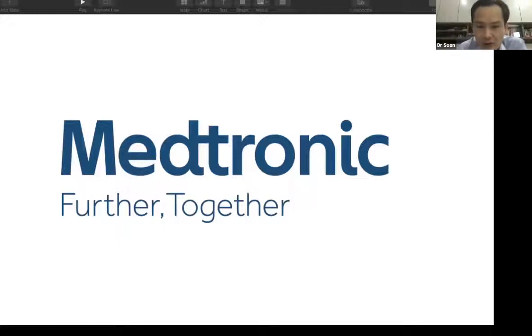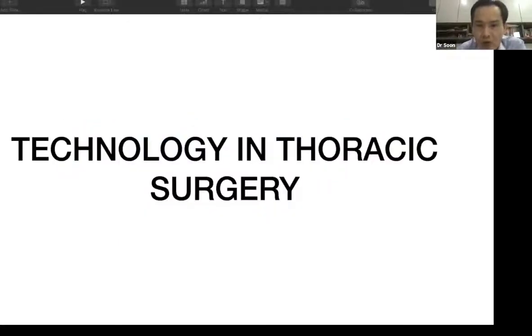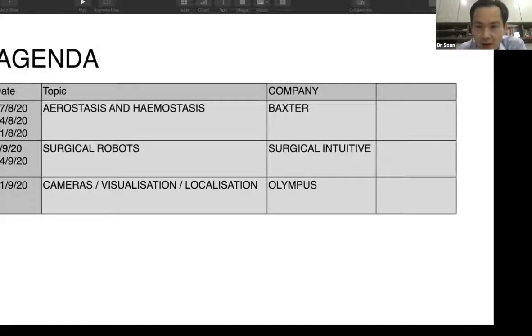However, over the next few months, we're going to move on to technology in thoracic surgery. So we have a partnership with other companies coming up. For the next 3 weeks, we're partnering with Baxter, presenting on aerostasis and hemostasis. For the first part of September, we're going to talk about surgical robots, in partnership with Intuitive Surgical. And the later part of September, we're partnering with Olympus, to talk about cameras, visualization, and localization techniques with their camera stack system.